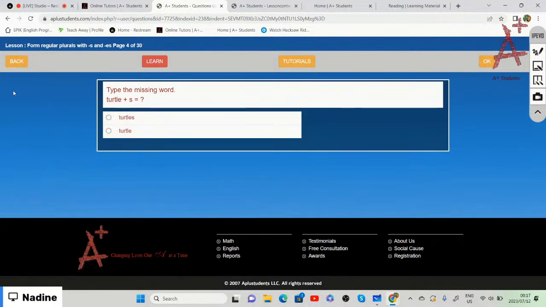Okay, we're going to do the last one. Turtle plus S. Is it turtles, referring to more than one turtle, or just turtle, which refers to singular, meaning we're only making mention of one turtle?